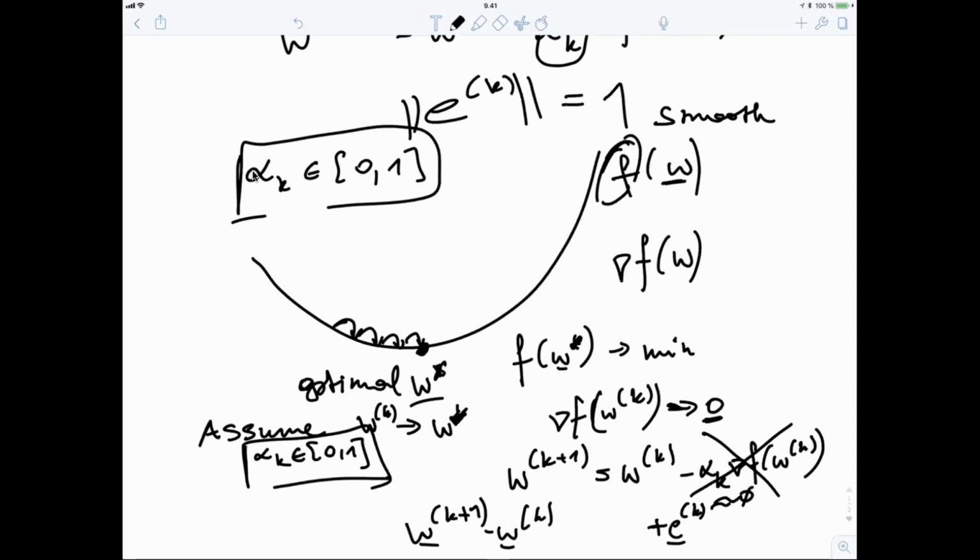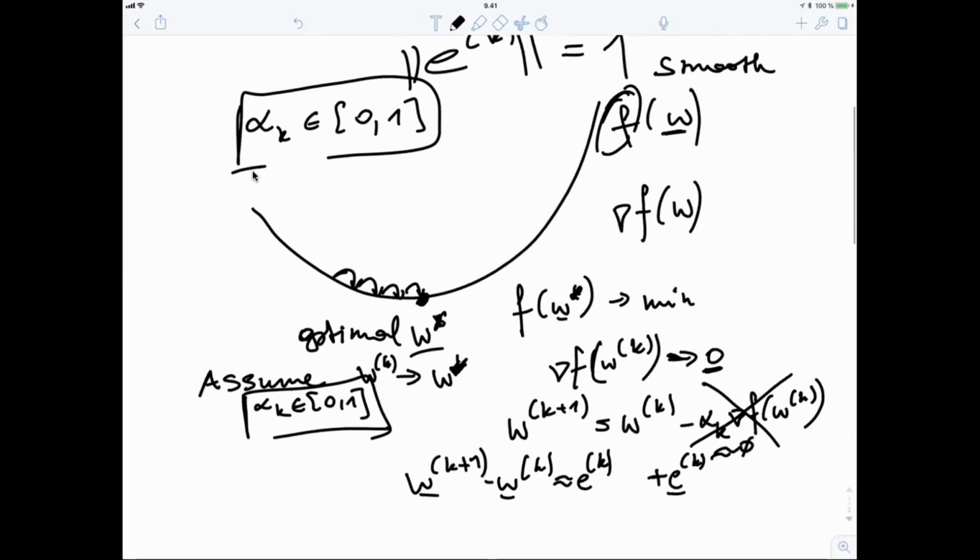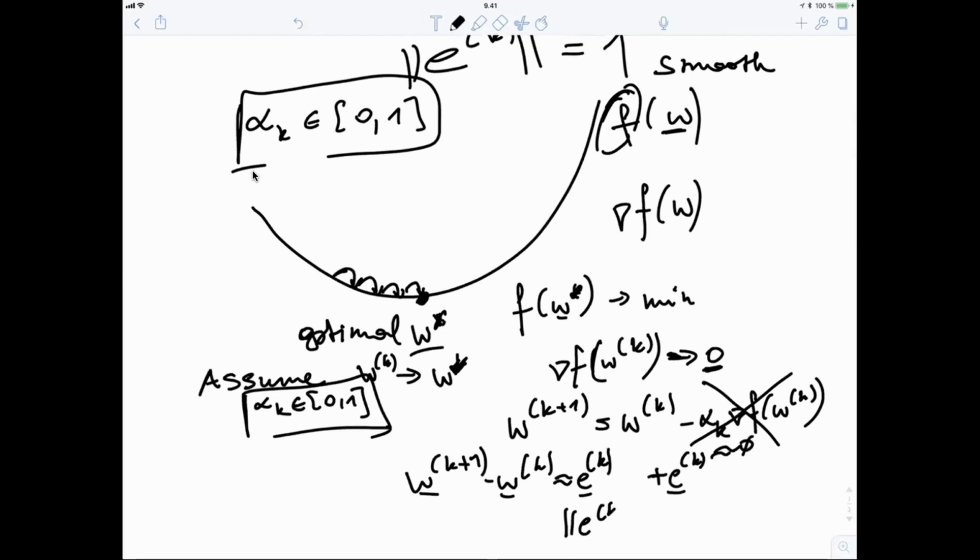So what we get is that for sufficiently high iteration numbers, this difference between consecutive perturbed gradient descent steps is approximately this perturbation. And we assume that the perturbation always has norm 1. So this means that the norm of the difference between consecutive iterates is approximately 1, more and more close to 1.